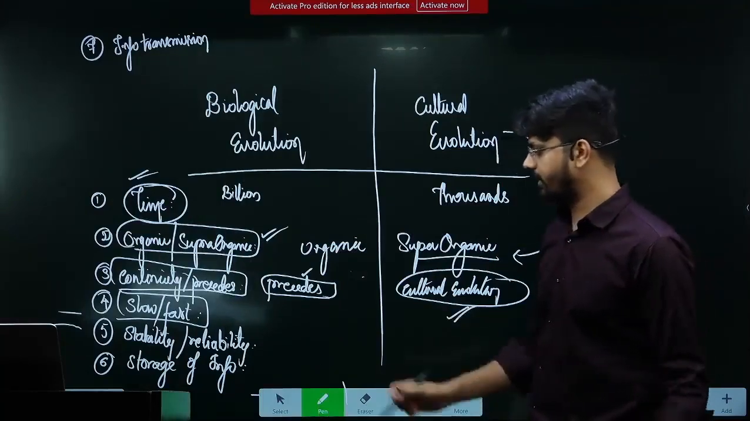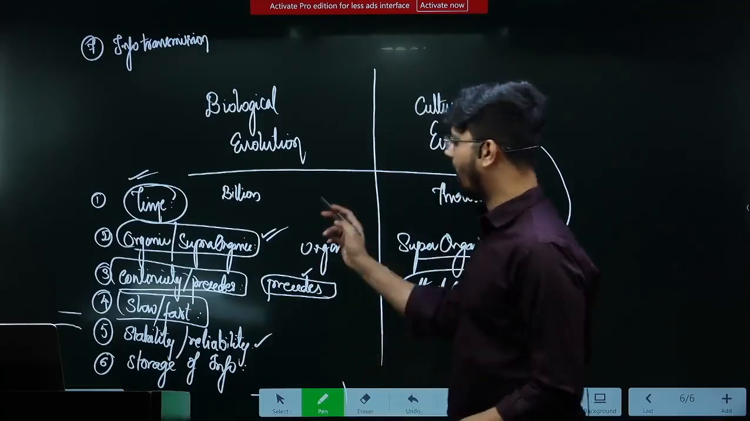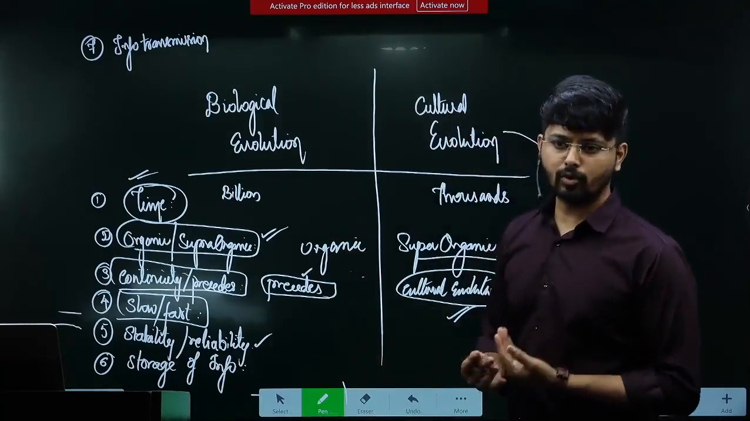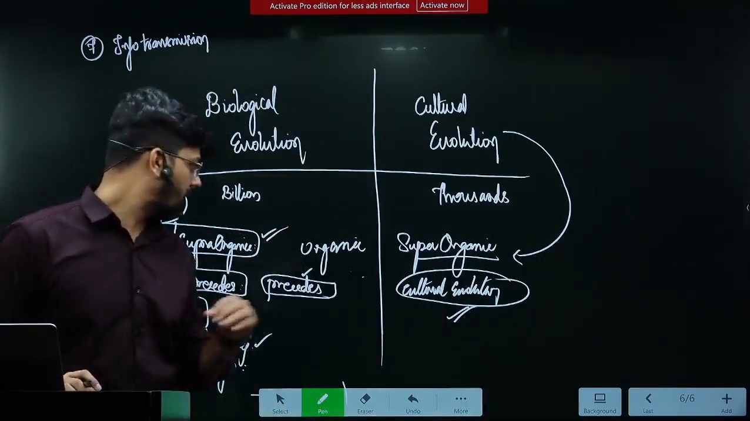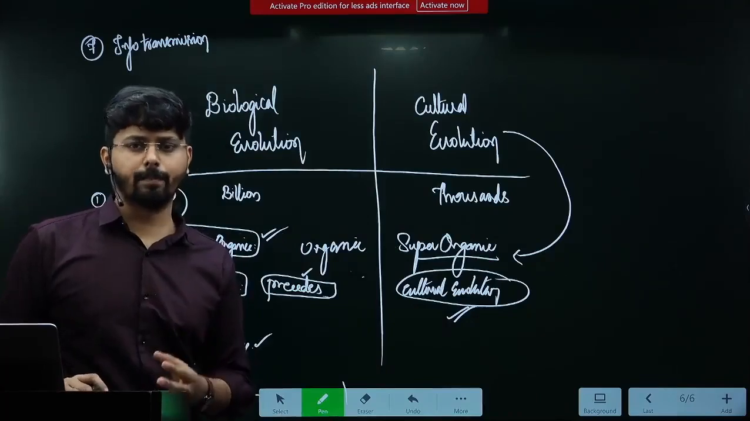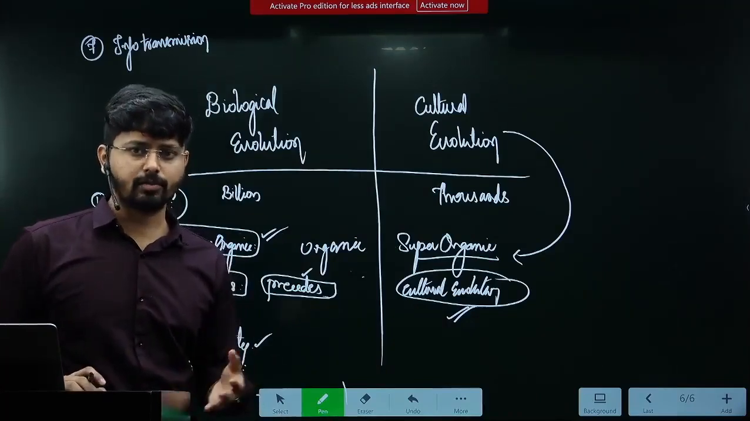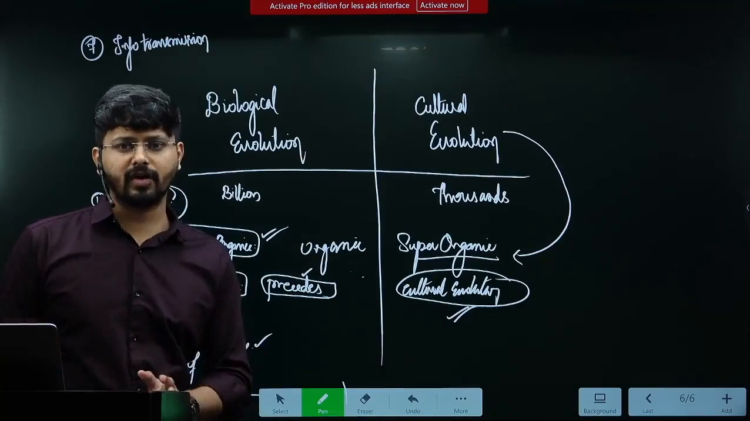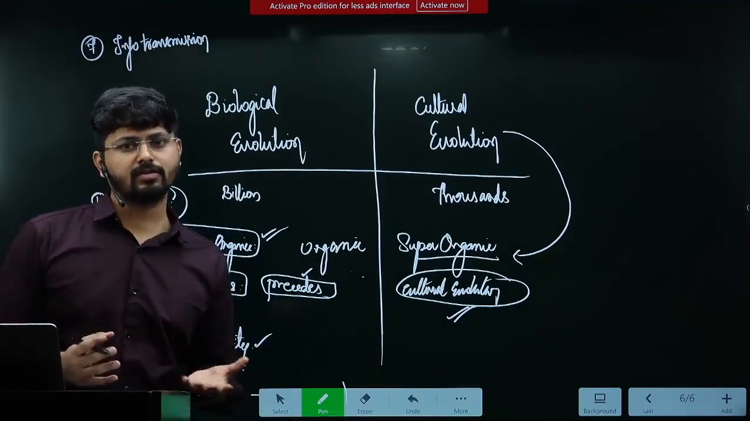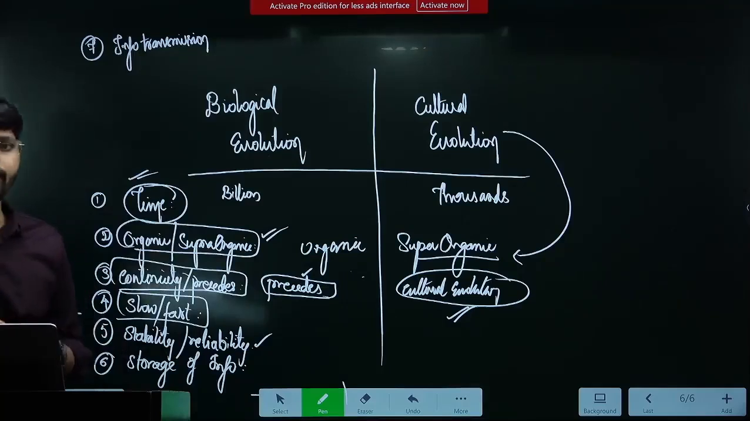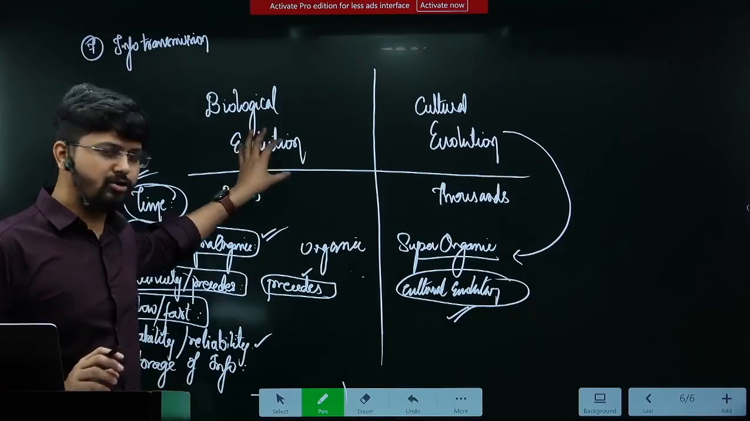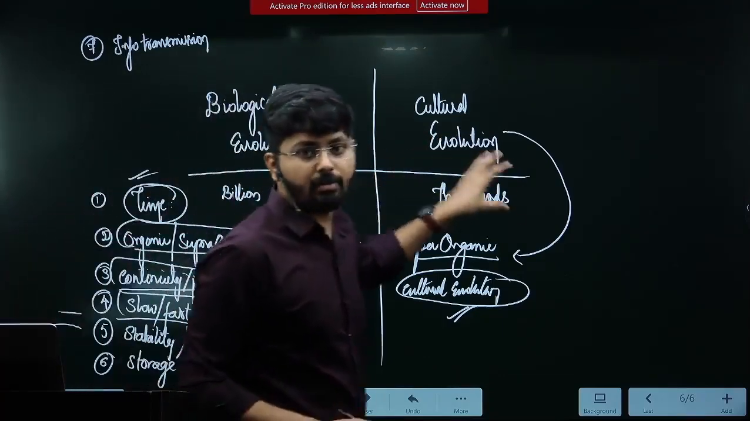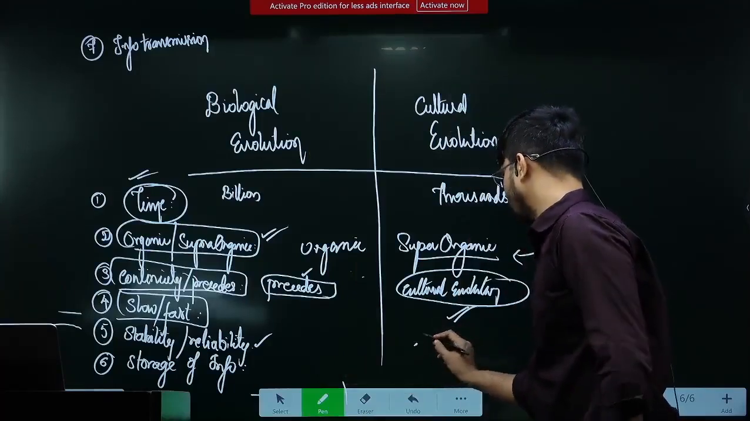And next, stability. Biological evolution offers more stability, right? Since the changes that are happening are slow and gradual, it offers stability. If the changes happen very quickly, they won't let us be more stable. So stability is more in biological evolution, but reliability is more in cultural evolution.